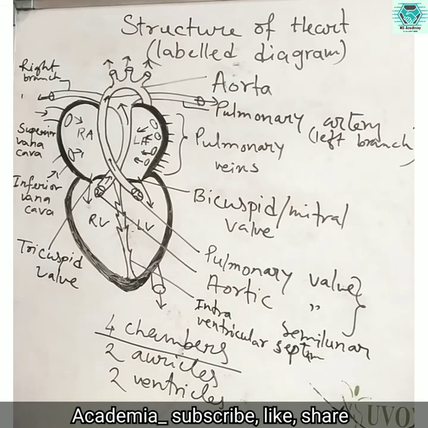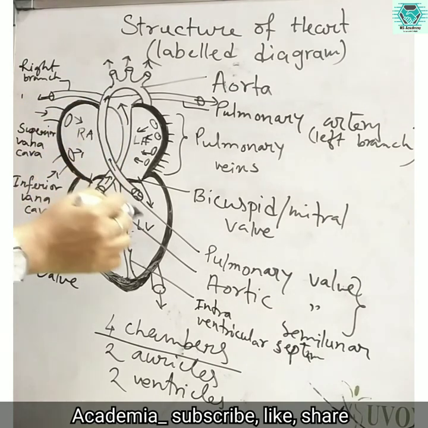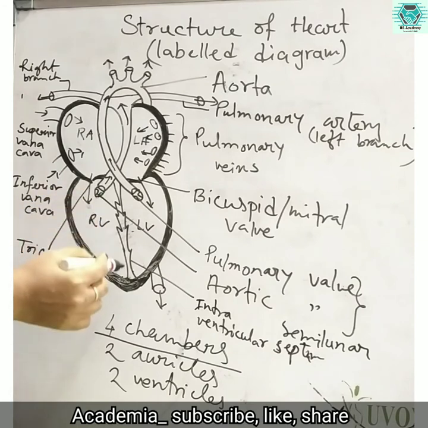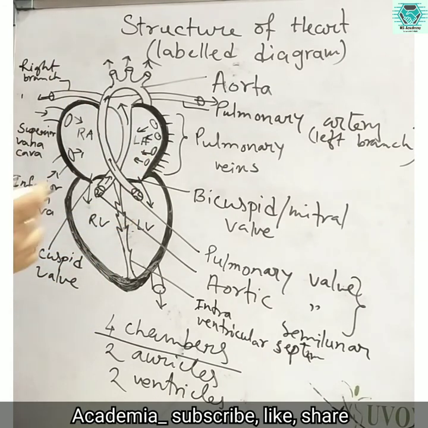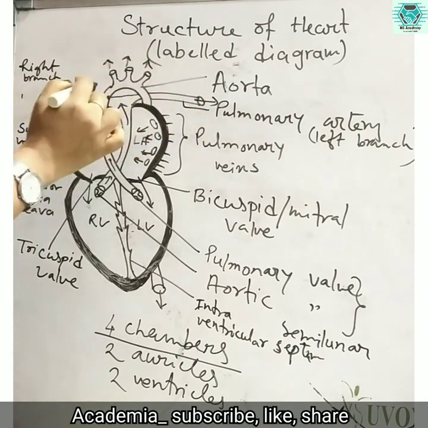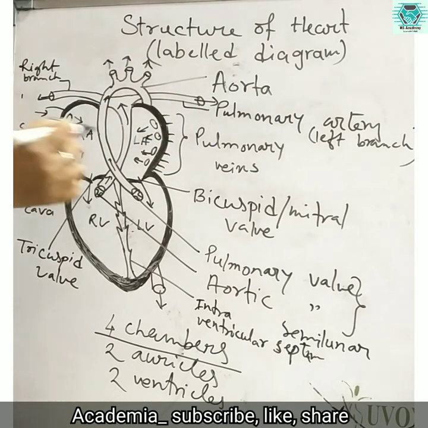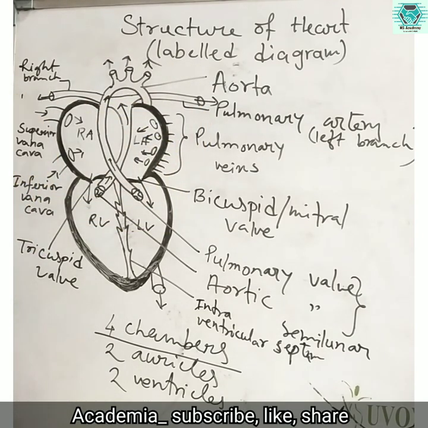So this is the labeled diagram of the heart showing different parts, and the major parts are the two auricles and two ventricles. The valves are very important, and the dividers are called the septum. Then the walls of the heart: the whole heart is made up of cardiac muscle. The major arteries are the aorta and pulmonary artery, and these are the pulmonary veins. This is the superior vena cava, and this is the inferior vena cava.